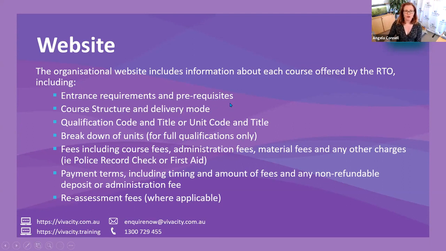If you are delivering more than one unit, you should state what units you are offering as part of the qualification, so that the students are able to make an informed decision about the type of training and the units of competency that they'll be completing. Once again, all of your fees, whatever those fees may be, you can charge whatever you like. You just have to be clear and transparent about what all of those fees are.